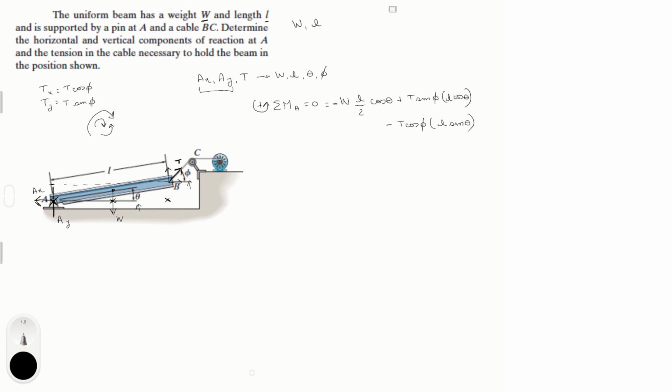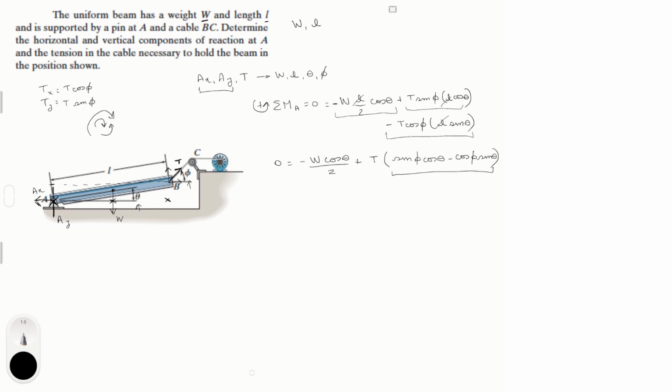And with this formula, you notice right away that all three terms, this is one term, this is one term, and this is one term, all three terms have an L, and on the other side they have zeros. So you can eliminate the L's right away, and you would get 0 is equal to minus W cosine of theta over 2 plus, and I'm going to factorize this side, I'm going to take out the T outside, and this is sine of phi cosine of theta minus cosine of phi sine of theta.